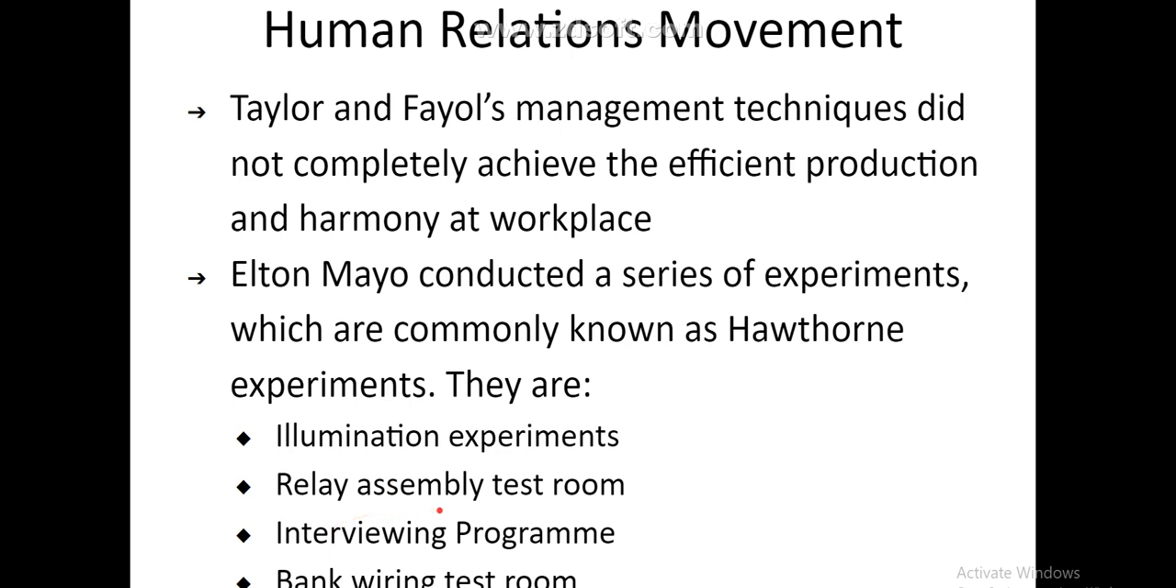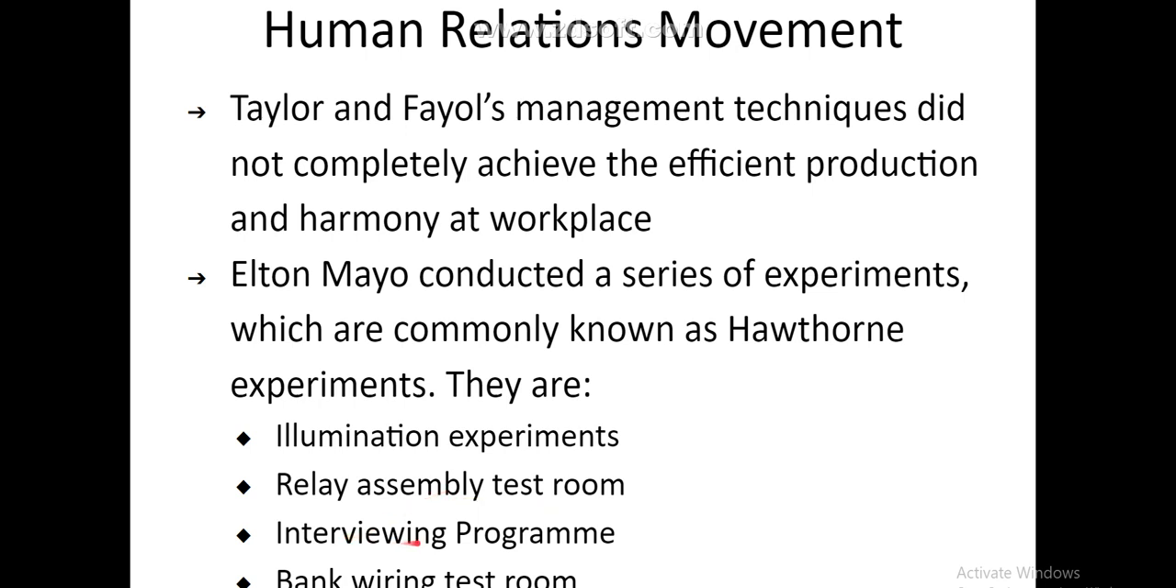The next was the relay assembly test room. In this relay assembly test room, he involved some girls. He gave some activities to those people, along with some incentives and some rests in between. They were offered coffee and snacks, and they were allowed to go home at 4:30 initially instead of 5. Then they were allowed to go home at 4 o'clock instead of 5. And they observed that when more relaxation and rest was given to workers, the productivity was more. So he conducted some kinds of experiments and observed how productivity can be increased with that.